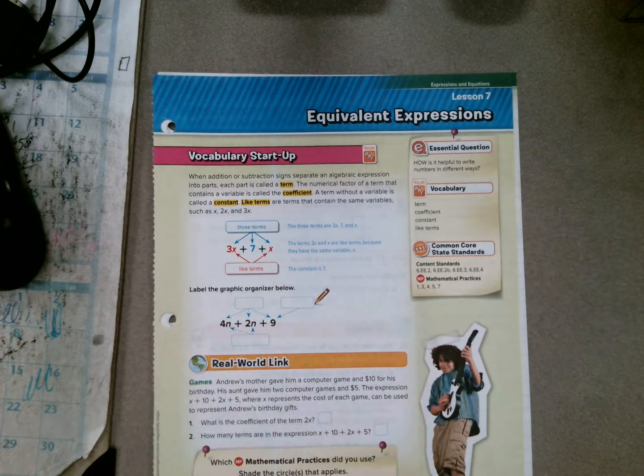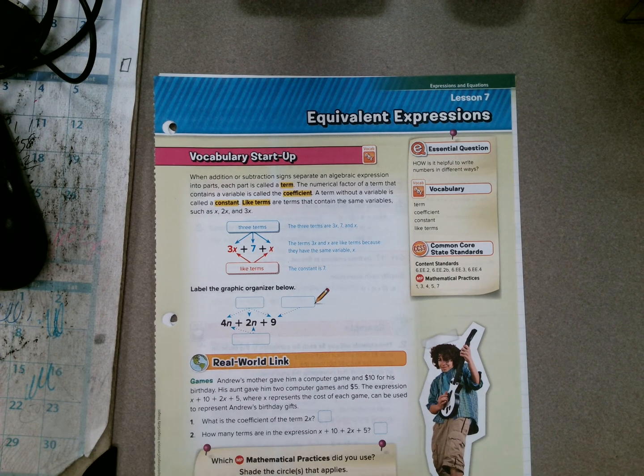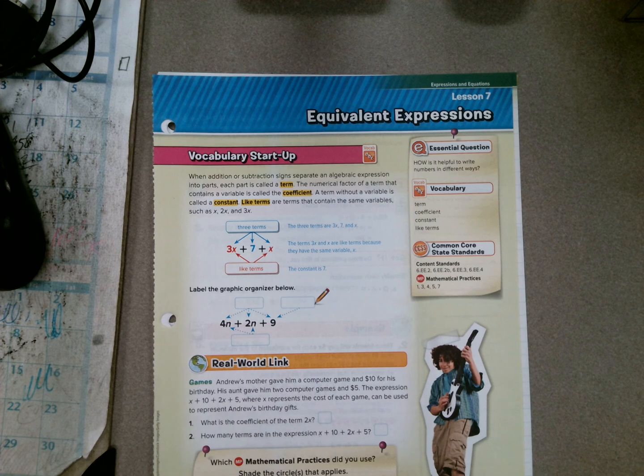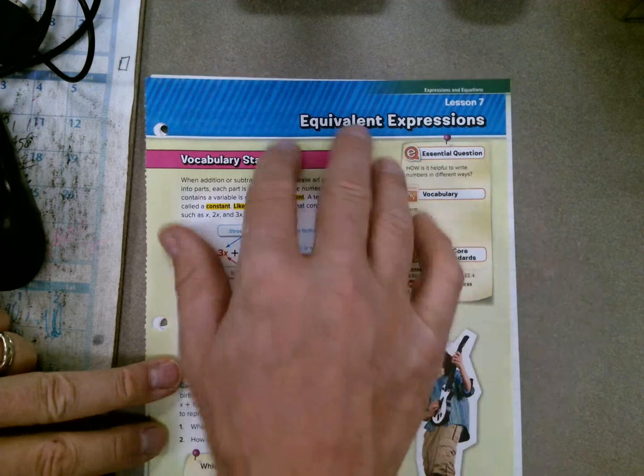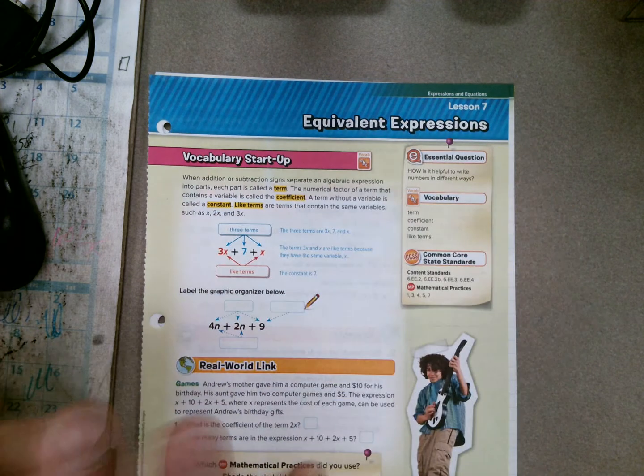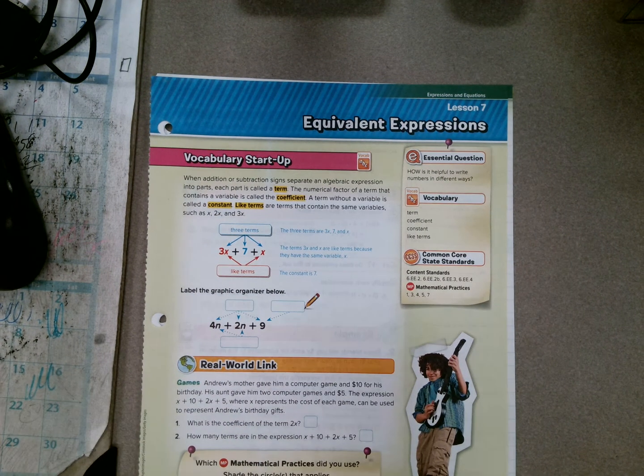I'm going to do this lesson, and then when we come back after Christmas break, we'll have a review and then a quiz on these final three lessons. But it's equivalent expressions, chapter 6, lesson 7. It's the last lesson. It's an excellent lesson. We'll go back through all this again, but we need to keep rolling through.